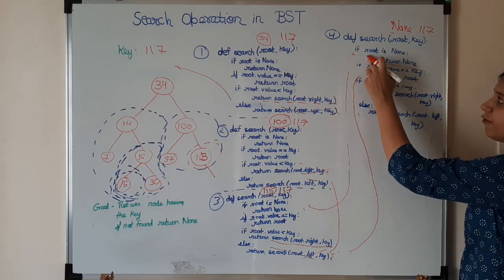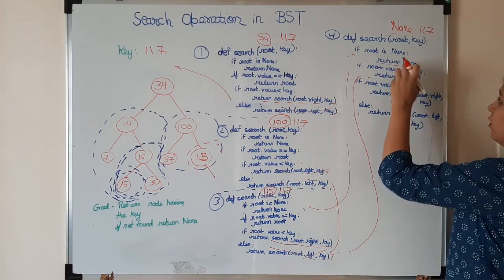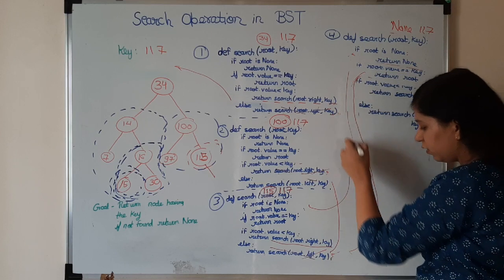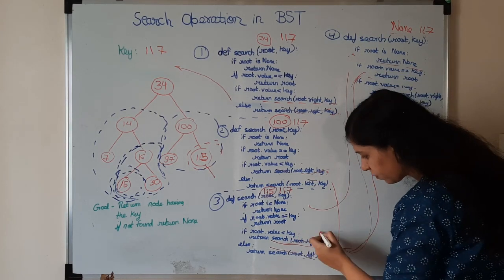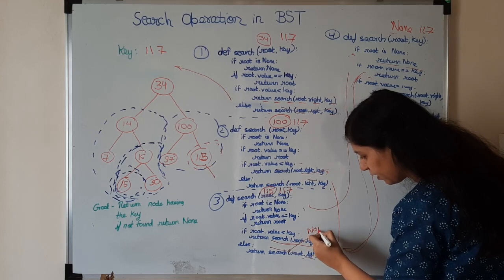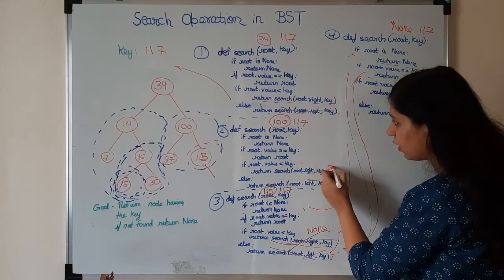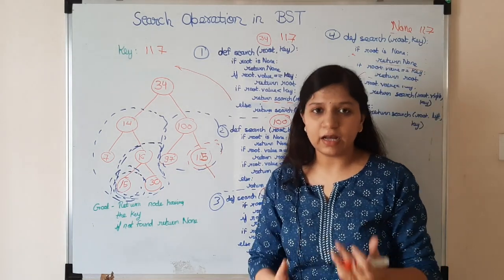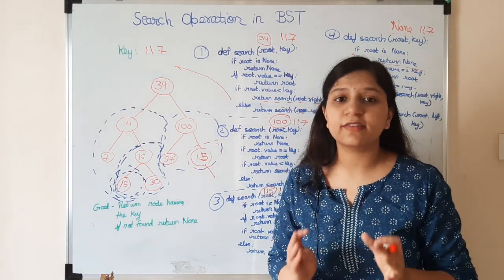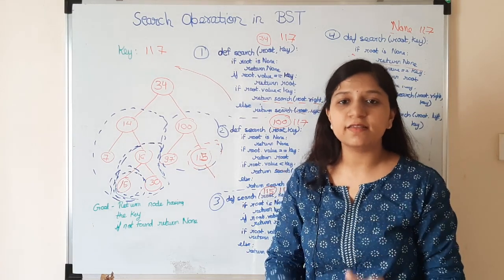So you will come here. If root is none, yes, you will return none from here. So here you will return none. So this becomes none. This then passes here none. This then passes here none. So ultimately you get none as the result because 117 is not present in this tree.